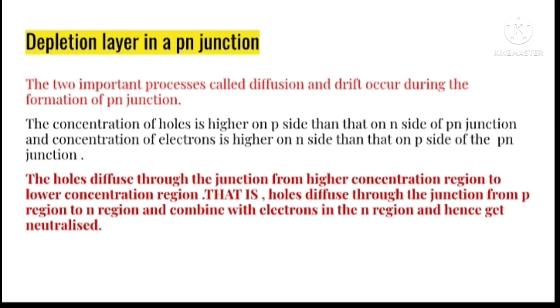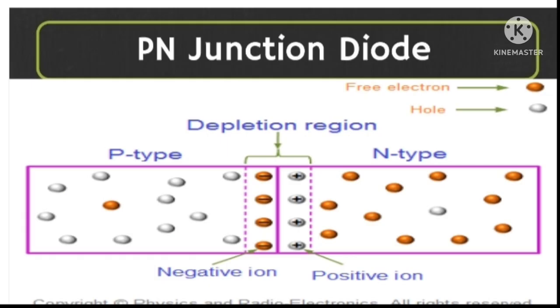Similarly, electrons also diffuse from the high concentration region to the low concentration region and combine with the holes. When holes diffuse through the junction, the P region near the junction is left with negative ions which remain fixed in their position in the crystal structure. On the other hand, when electrons diffuse through the junction, the N region near the junction is left with positive ions and their position is fixed in the crystal lattice.